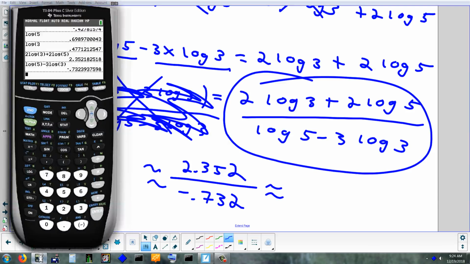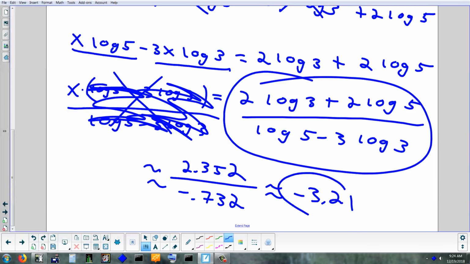If you want to do it all at once, you can, but most of the time people make a mistake. So 2.352 divided by negative 0.732. This is just tedious at this point, just typing it in. It's about negative 3.21. Would you rather have the more accurate answer up top or about negative 3.21? If you do about, that's going to be fine on a problem like this.